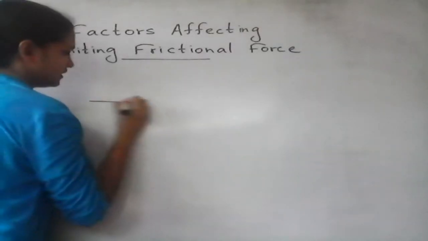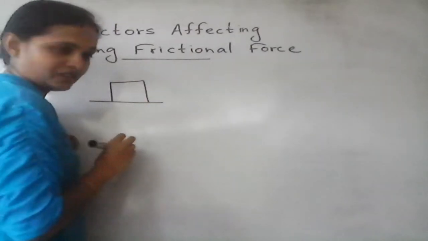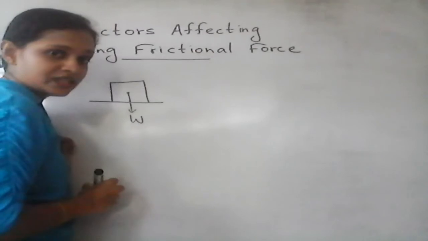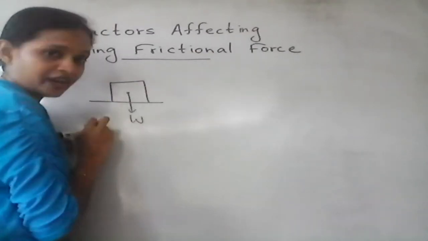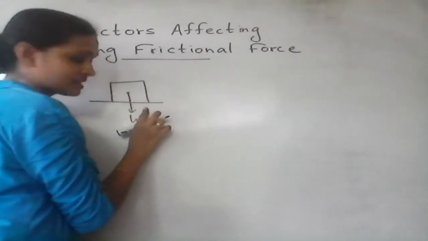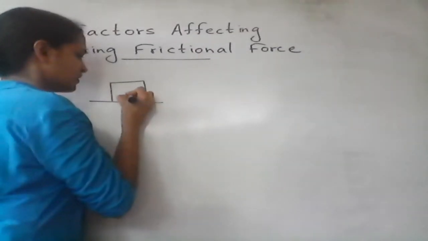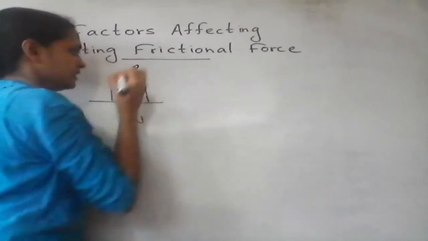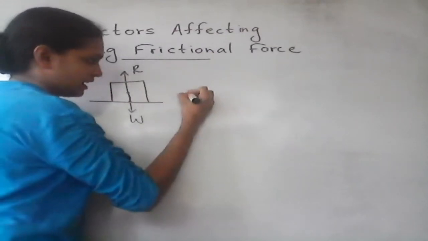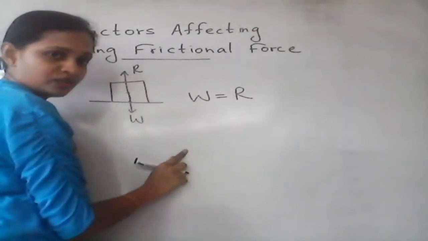We draw an object resting on a table. What are the forces acting on it? The weight of the object will be acting downwards from the center of gravity, and when the object is in contact with the surface, tabletop or the ground, there is a perpendicular reaction which is acting upwards. So this object is at rest or stationary as W is equal to R. Weight of the object is equal to the perpendicular reaction.